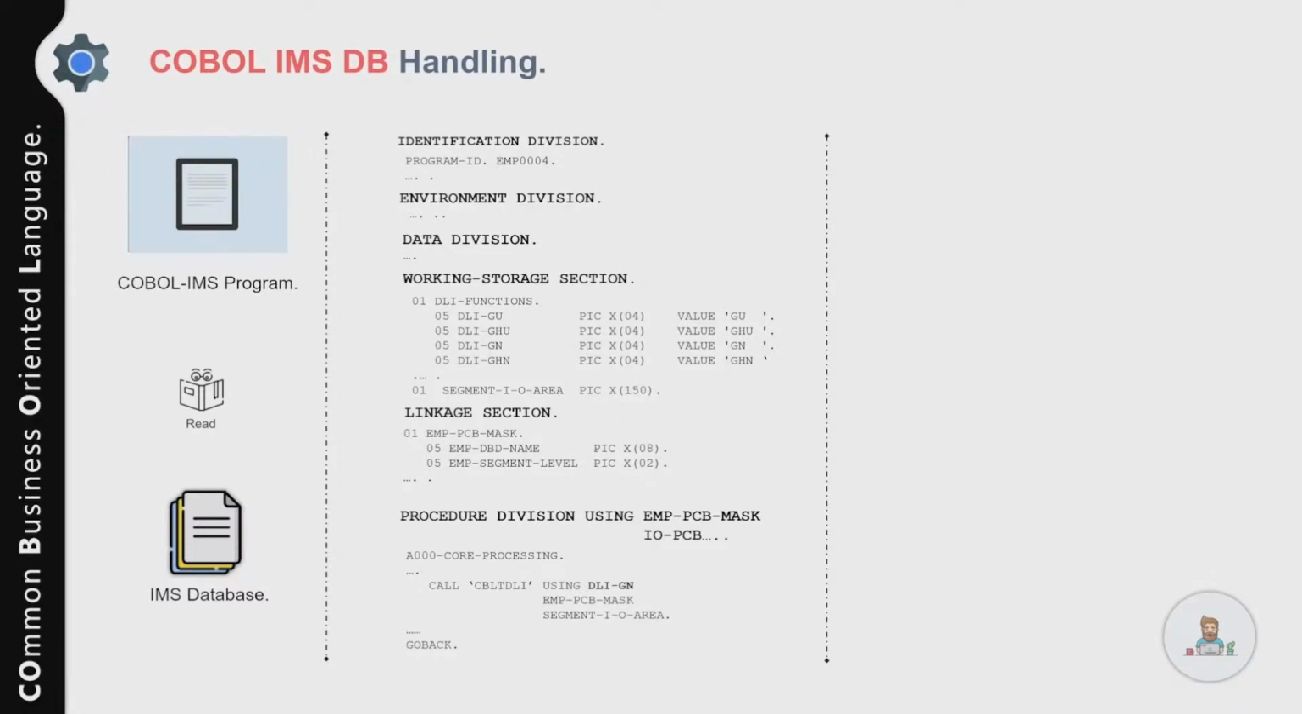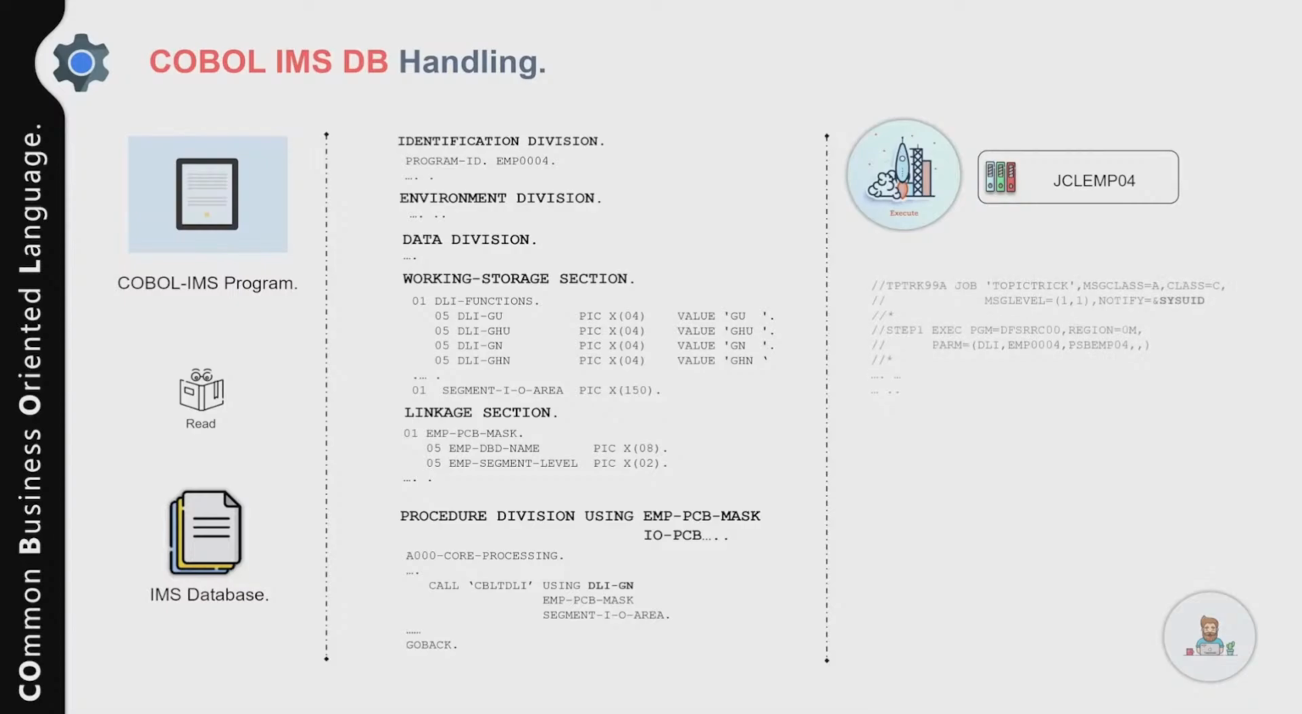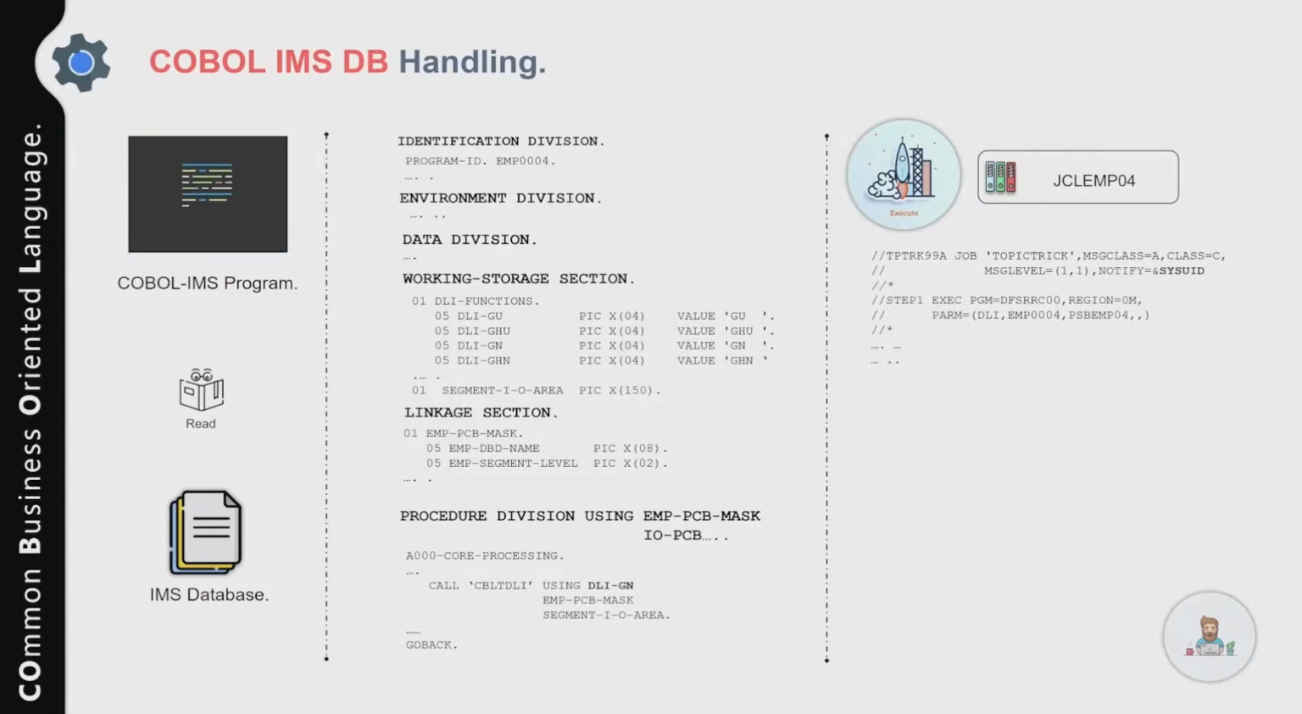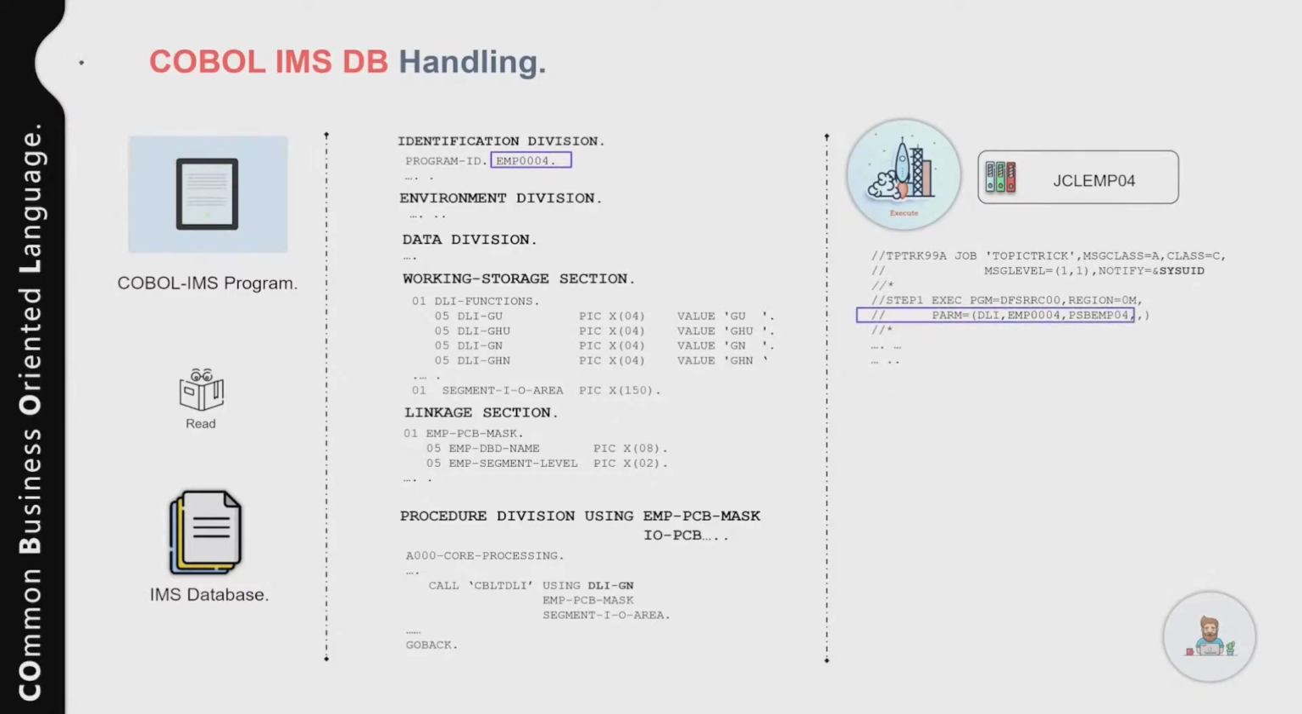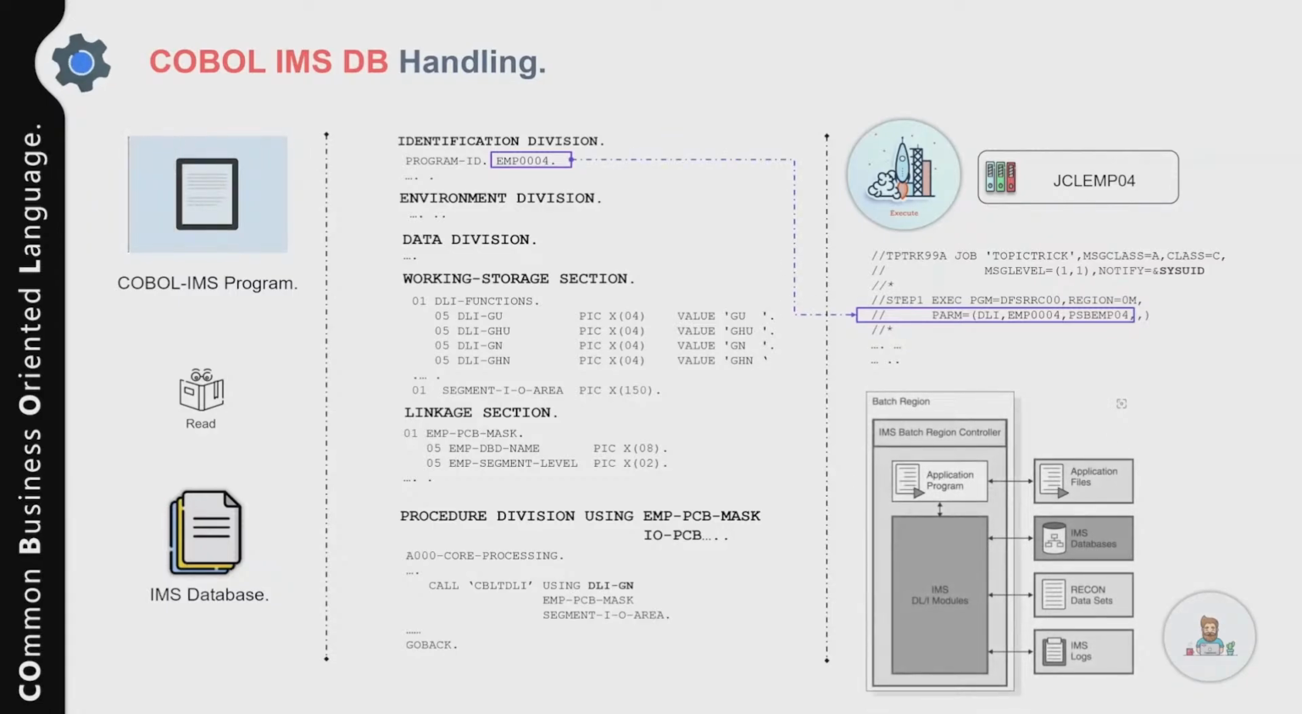Now to execute your COBOL IMS batch program, you need a JCL. And remember, you cannot directly invoke a COBOL IMS program with the help of a JCL because you need an IMS interface. That means your program is invoked under the control of the DL/I batch initialization module. Then DL/I first loads the appropriate control blocks and modules, then loads your application program, and finally, it transfers control to your application program.